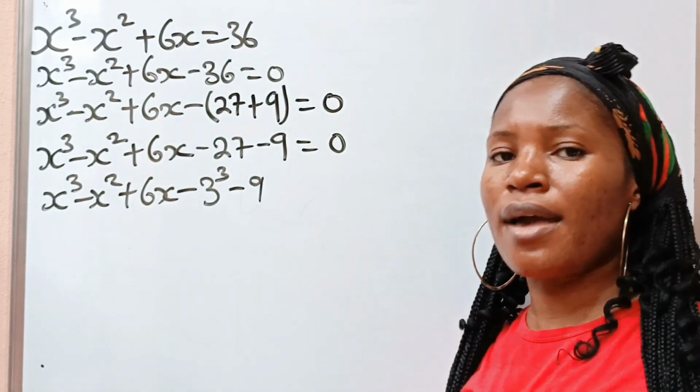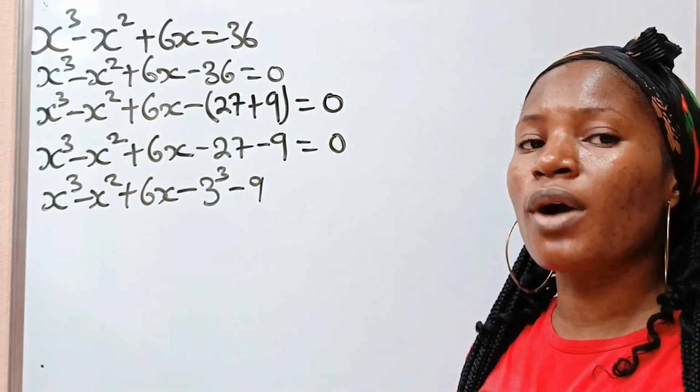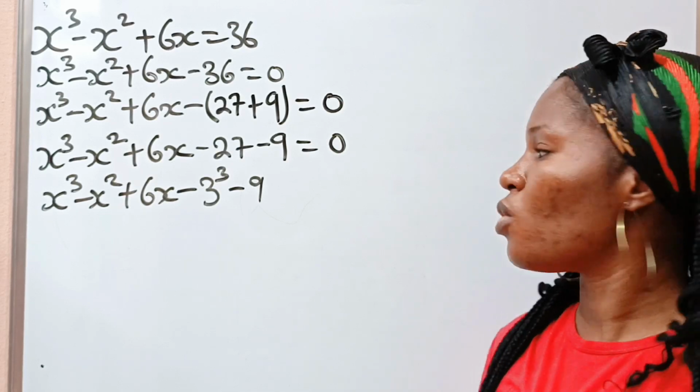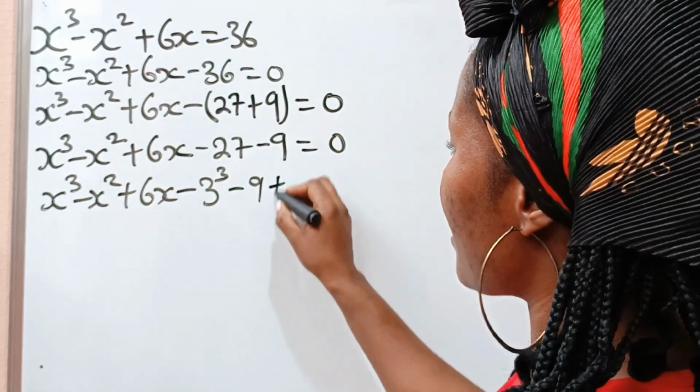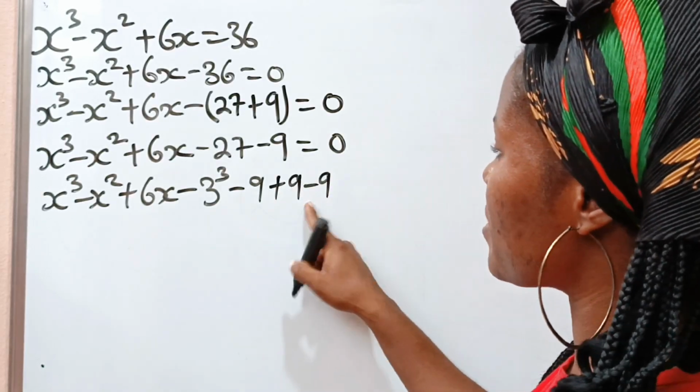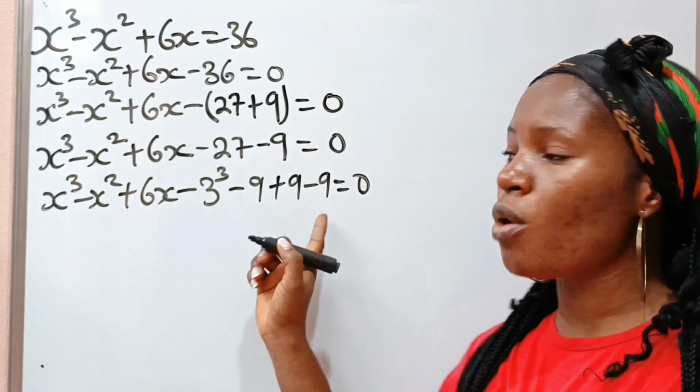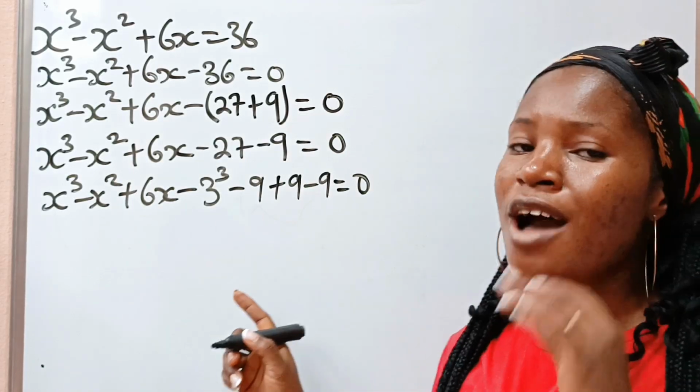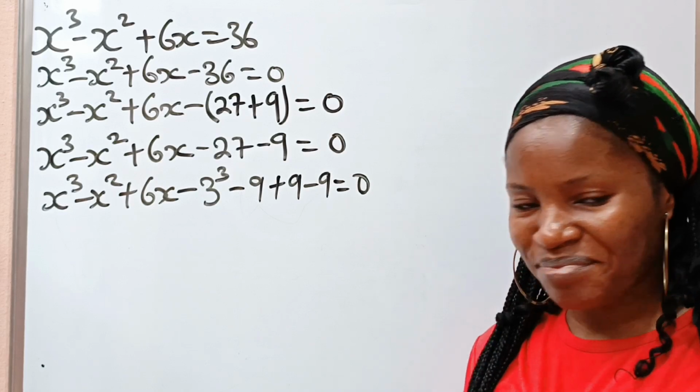Now I want to introduce 0 to the left hand side of this equation. We are going to see why, because that is the only thing that will help me during factorization. So to introduce 0, I will add plus 9 minus 9. Plus 9 minus 9 is still 0, so I have not actually added anything to the left hand side of the equation.